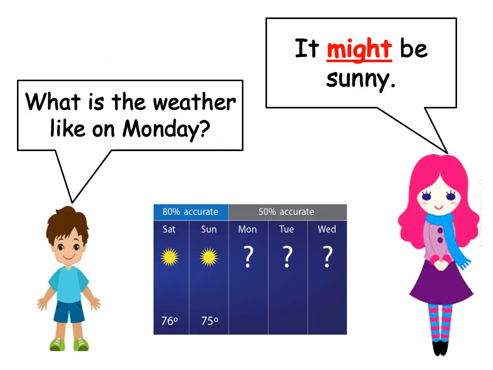Here we have a question. What is the weather like on Monday? On Saturday, the weather is sunny. On Sunday, the weather is sunny. But on Monday, we have no information about it. So, it might be sunny. This is for possibility.